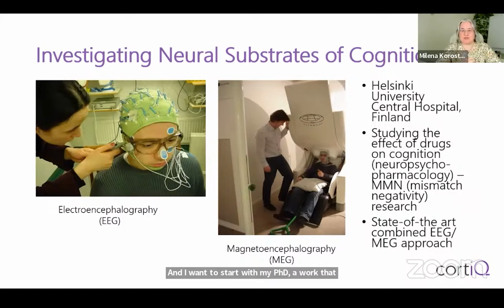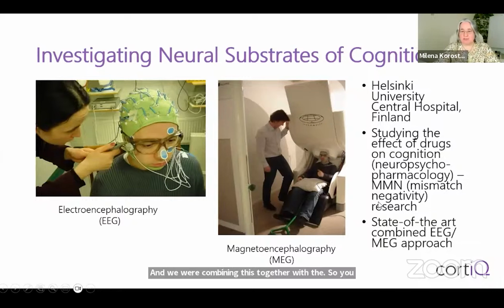It was done at the University of Helsinki Central Hospital, MEG lab, biomag lab, and I was studying the effect of drugs on cognition, which was very interesting. These were drug challenge studies with the mismatch negativity response. And I used a combination of both EEG, as you can see, this is me doing my PhD, and we were combining this together with the magnetoencephalography.